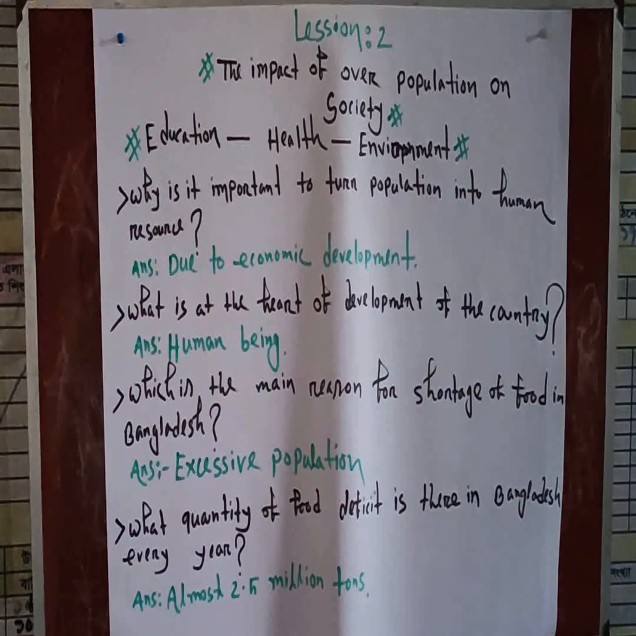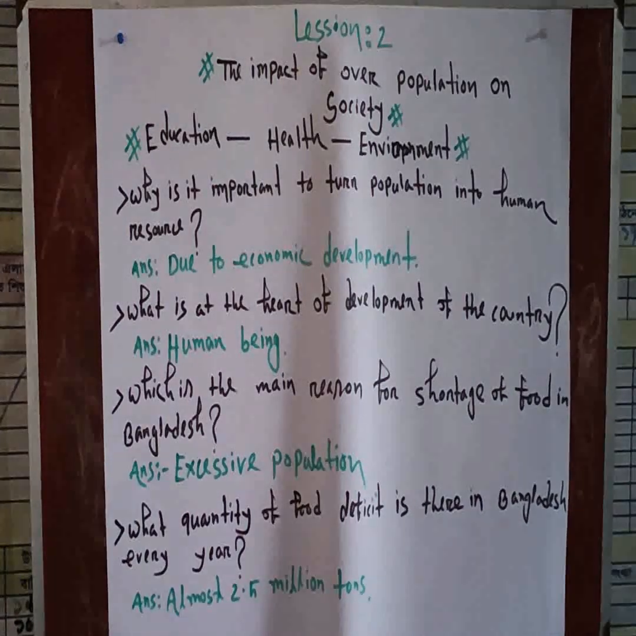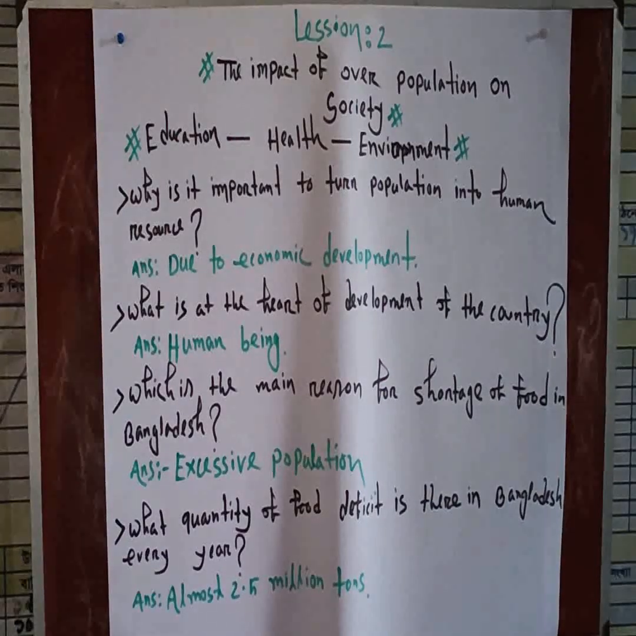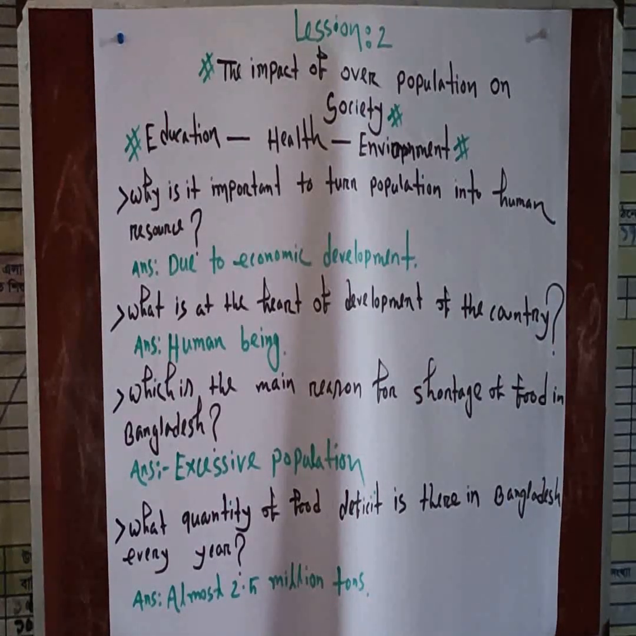There are a few important questions. Why is it important to turn population into human resource? And the answer is due to economic development. It's a very easy question. And apart from this, what is at the heart of development of the country? And the answer is human being. And the next question is, which is the main reason for shortage of food in Bangladesh? Excessive population. And the last question is, what quantity of deficit is there in Bangladesh every year? And the answer is almost 2.5 million tons.